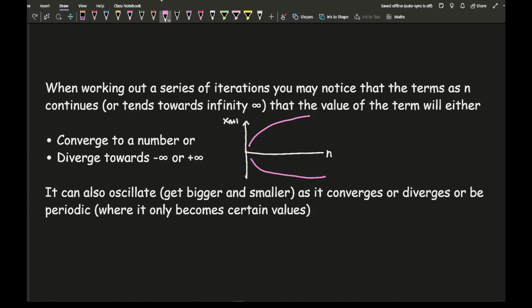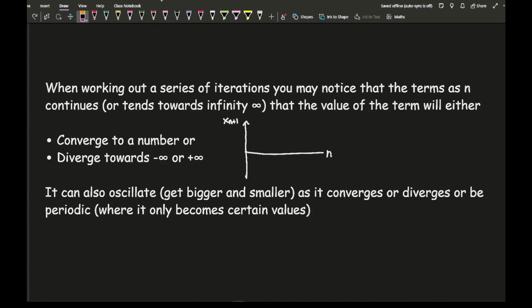Now sometimes it can oscillate, getting bigger and smaller as it converges, or it can become periodic. Oscillating basically means that, let's say it tends to a particular value, your values of x2, x3, x4 as it continues may look something like this, where it just gets smaller and smaller towards it as it tends to a value. Or it can oscillate and tend towards infinity. So for example, it could look something like that. It just gets bigger and bigger.